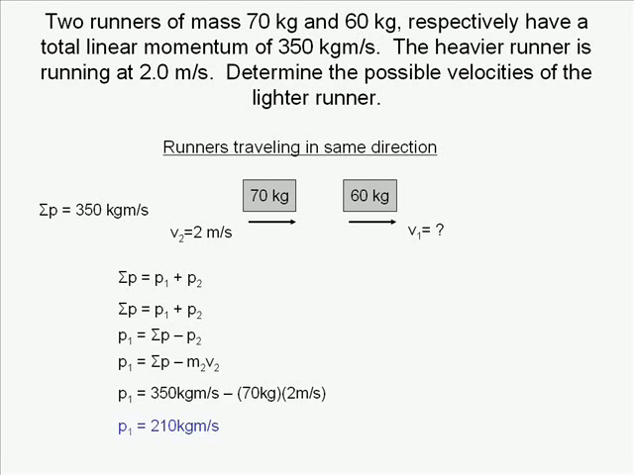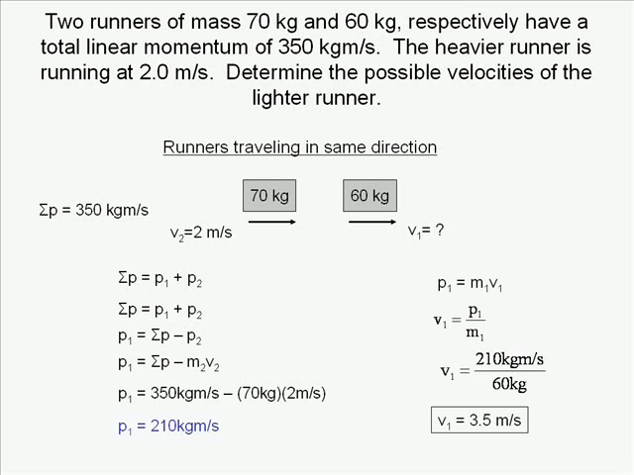Now we want to use our momentum equation to find V1. Rearrange the equation to solve for V1, plug in our values for P1 and the mass, and solve for V1. V1 equals 3.5 meters per second in the same direction as V2.